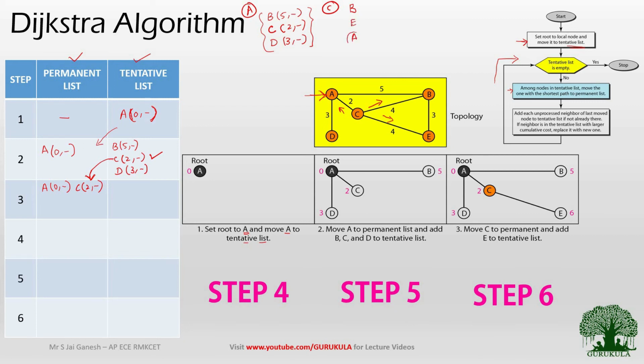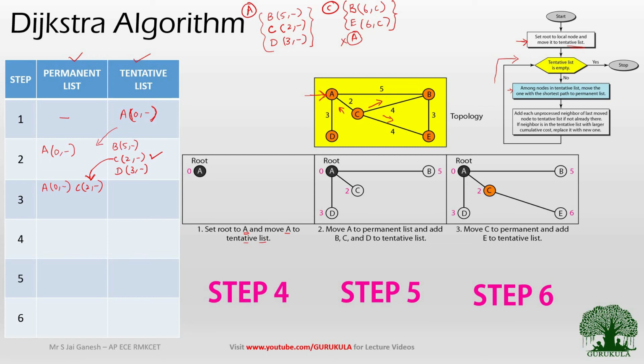Since A is already on the permanent list, we need not consider moving this node again to the tentative list, which would create duplicate routes. So it is enough to check B and then E. Via C, A can reach B with the cost of 6. This is the first entry that we will get. And then A can reach E with the cost of 6 via C. So these are the two entries which I need to consider for the tentative list.